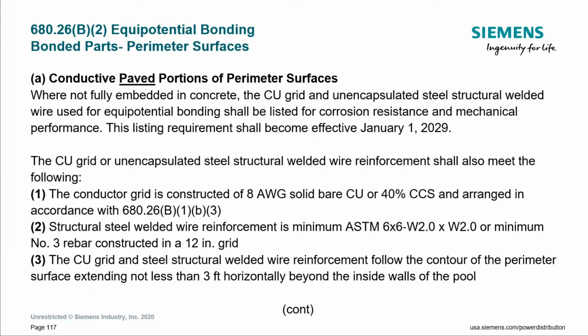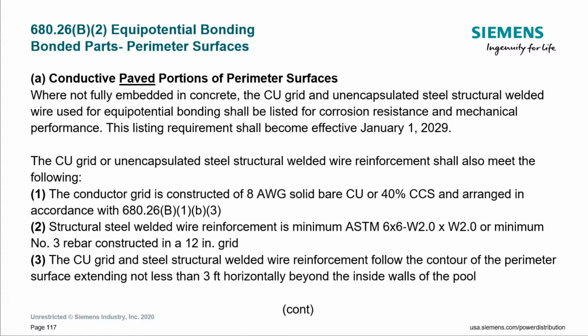And it doesn't end there. No, it doesn't end there. So the copper grid or the unencapsulated steel structural welded wire reinforcement shall also meet the following. So again, as we recap this, if you have rebar that's encapsulated or you don't have structural reinforcing steel, you have the other two options. You have the grid, and then you have the unencapsulated structural steel welded wire reinforcement like mesh. Okay, you got two choices here.